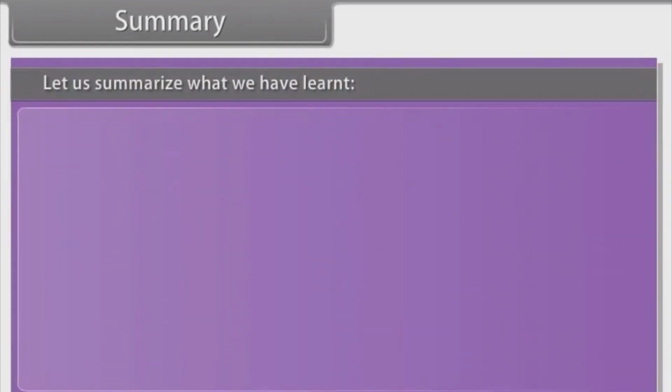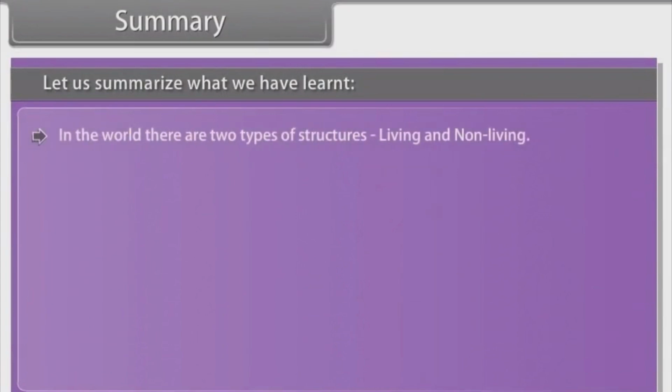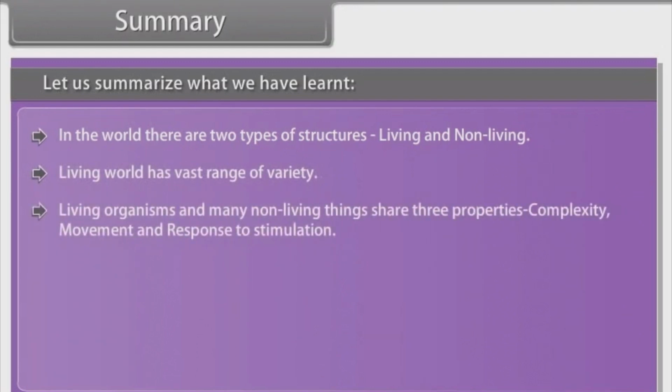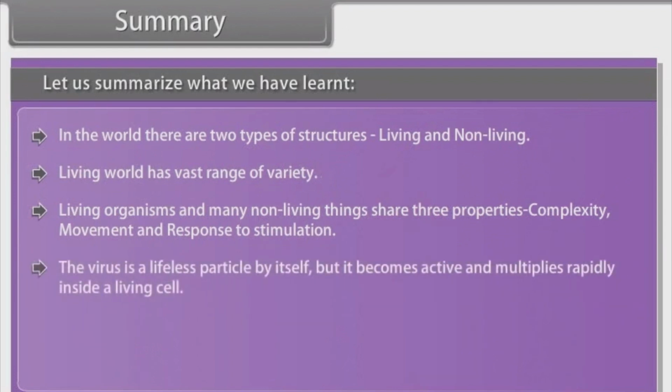Summary. Let us summarize what we have learned. In the world, there are two types of structures, living and non-living. Living world has vast range of variety. Living organisms and many non-living things share three properties: complexity, movement, and response to stimulation. The virus is a lifeless particle by itself, but it becomes active and multiplies rapidly inside a living cell. The smallest unit of life is the cell.